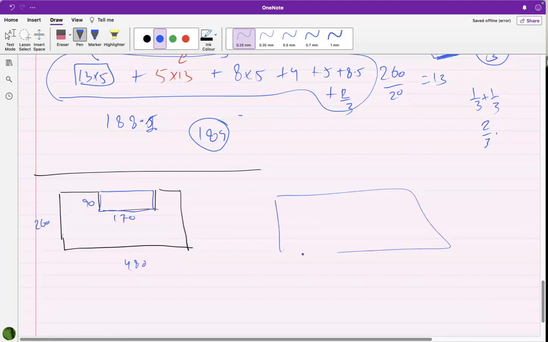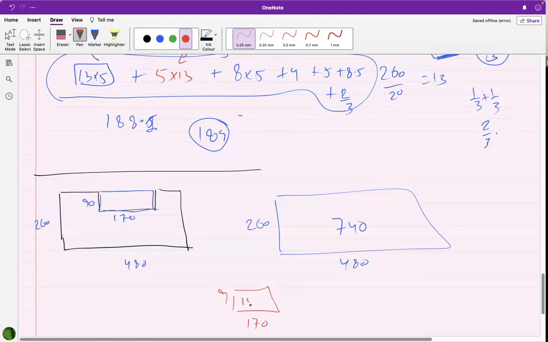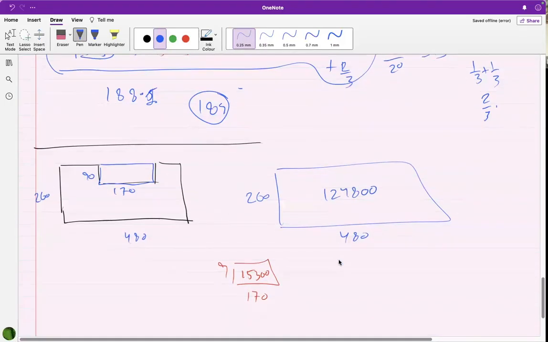So if I use 260 times 480, and 90 and 170 gives me 15300, and 260 into 480 gives me, that's a typo, 124800. Getting it? So now we can subtract these two.